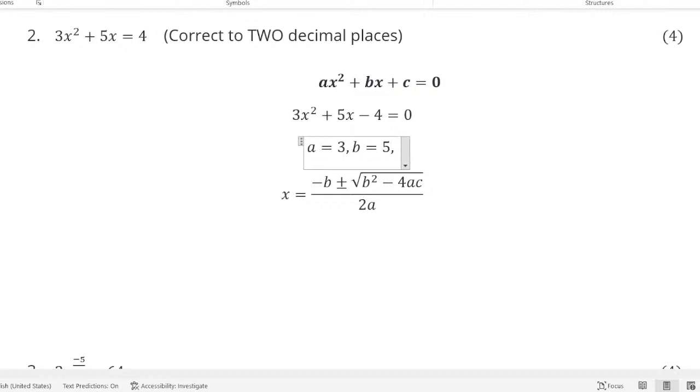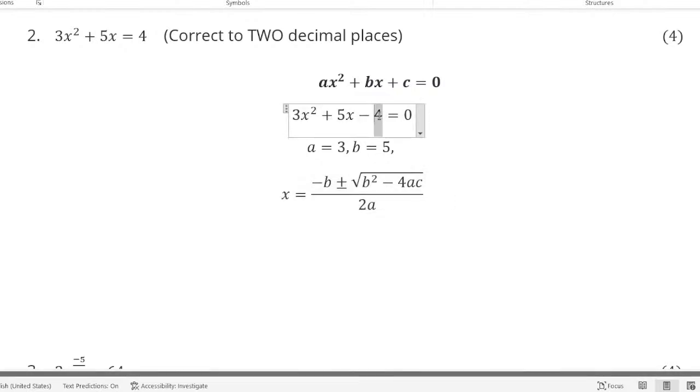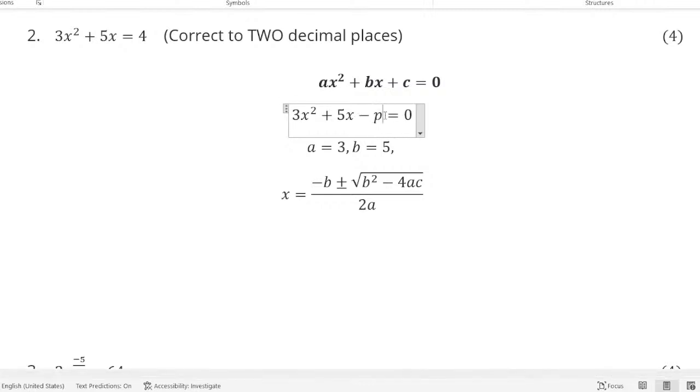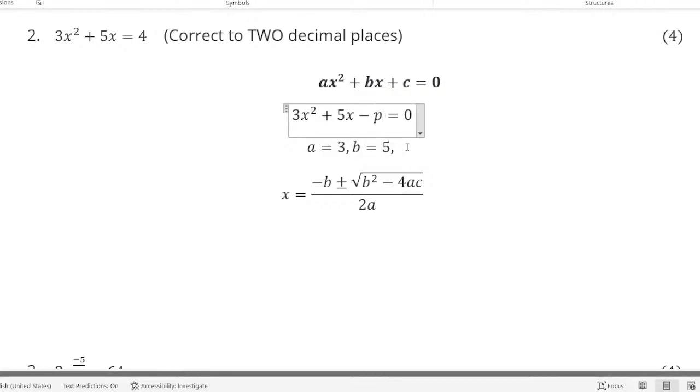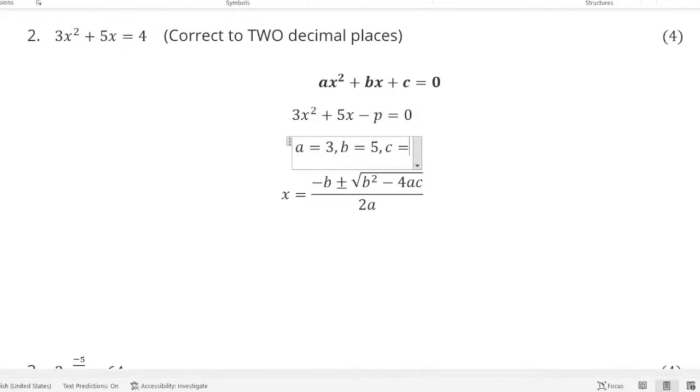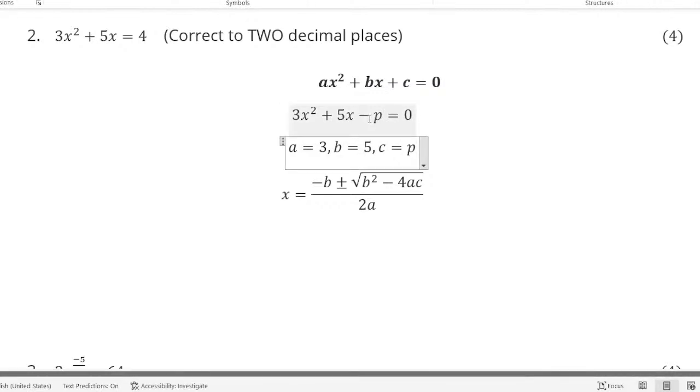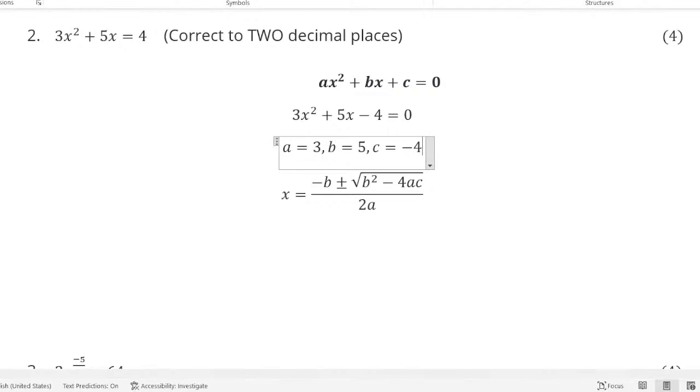Then the value of c is the number without x. If here we had 3x squared plus 5x minus p, the value of c was going to be p, right? Because p is the variable or a number without x. But here, remember, we had a -4. I'm just explaining. So here we have a -4, so the value of c will become -4.